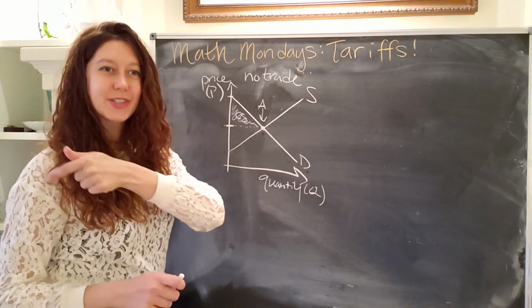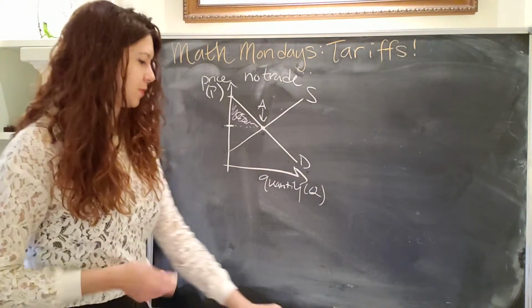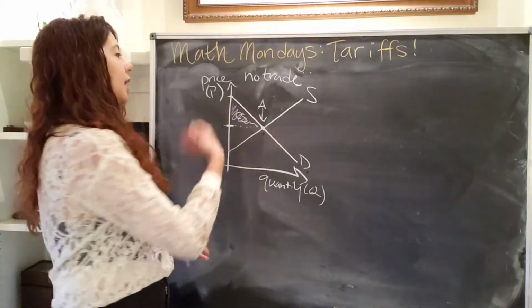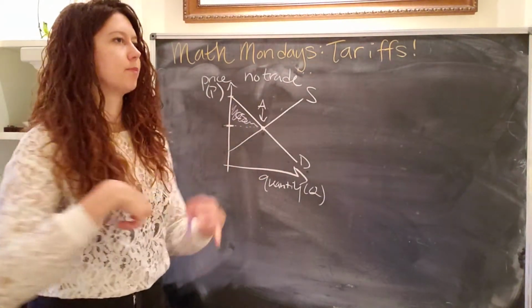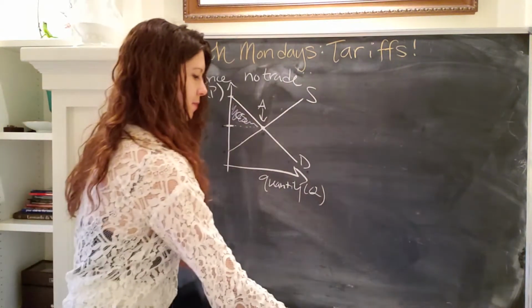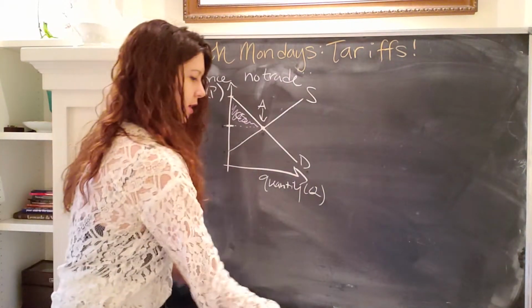And actually, this is where a little bit of calculus comes into play, because we remember that the area under the curve tells us basically how much something is.